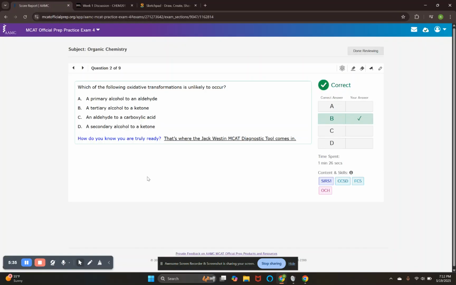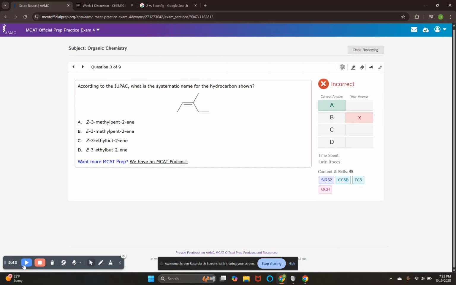So if we go back to our question, which of the following oxidative transformations is unlikely to occur, the answer is clearly B, which is a tertiary alcohol to a ketone.